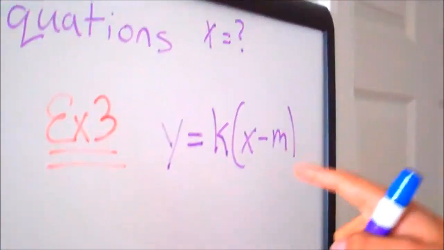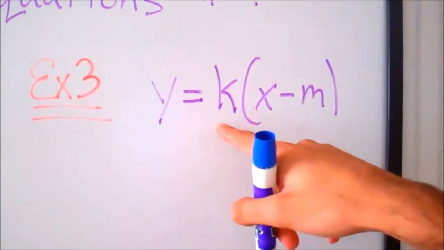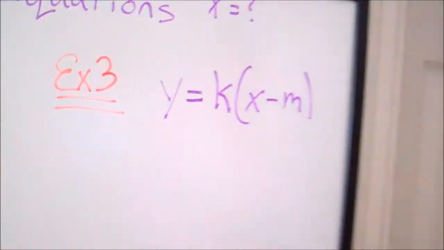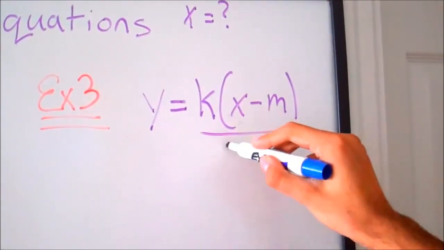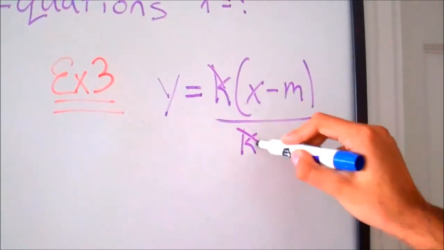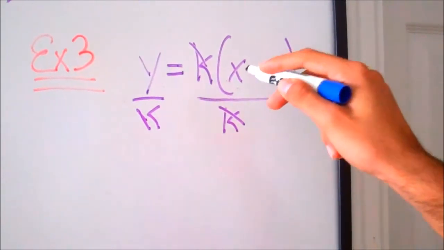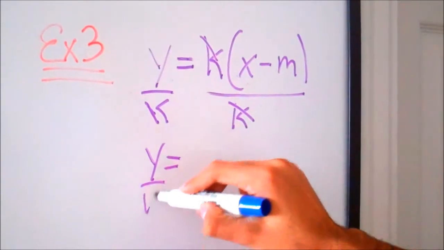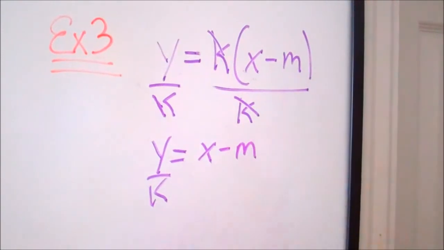Now, in order to do this, you can see that whatever is in the brackets is being multiplied by the variable k. And in order to cancel that out, you can do two possible things. The shorter one, and the easier one in my opinion, is to actually divide everything by k, canceling both of them out, taking y over k, and giving you just x minus m. So y over k equals x minus m.